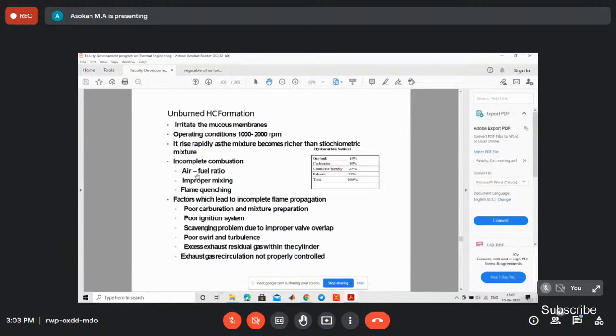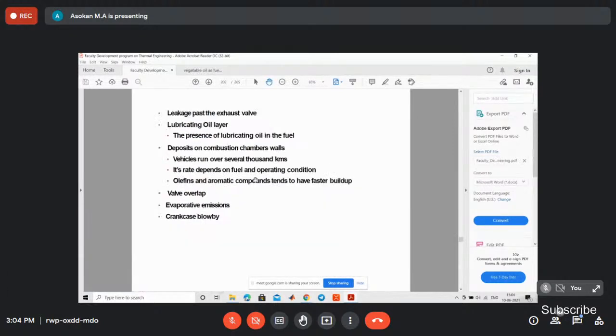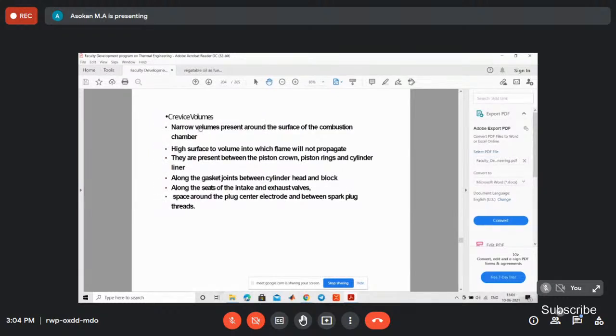So what is the reason? Because of the air-fuel ratio. A rich mixture provides more HC because of incomplete combustion and improper mixing. So these are some of the factors for developing unburned hydrocarbon. And lubricating oil mixing with the fuel is also a reason for HC emissions. And the crevice volume.